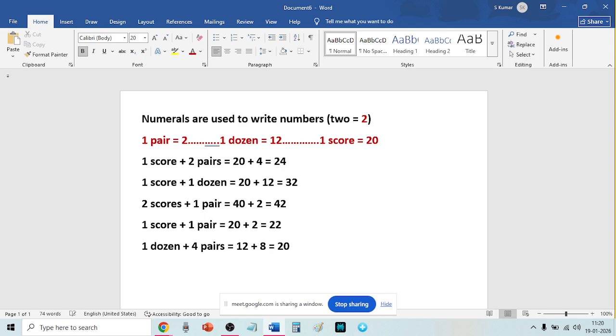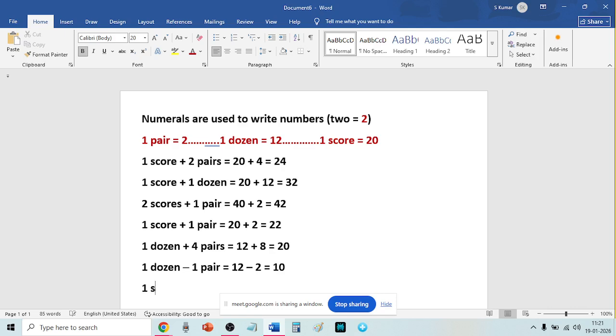Now, 1 dozen minus 1 pair. We are subtracting. So 1 dozen minus 1 pair. First you write 1 dozen. 1 dozen is 12. 12 minus 2 is equal to 10. Very good.